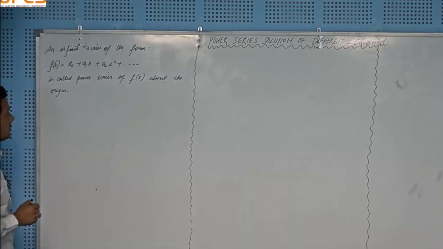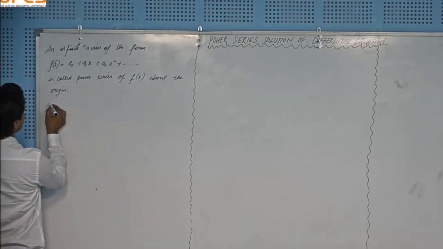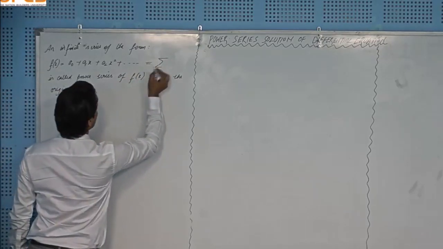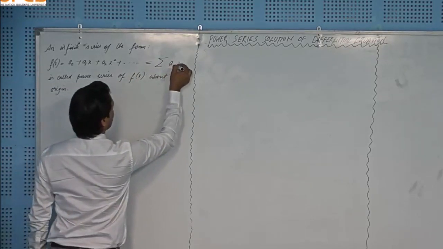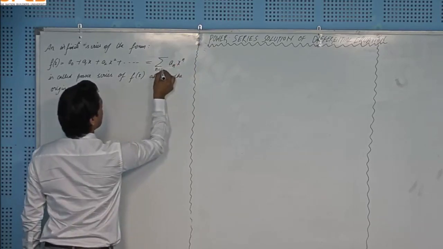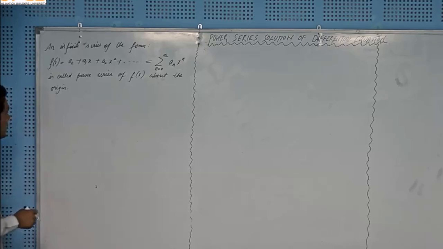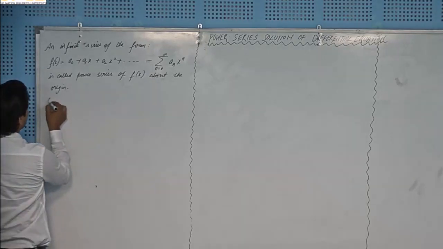And more generally, we can write this by summation a n x to the power n, and n starts from 0 to infinity, right? You can write this series in a closed form, summation form.